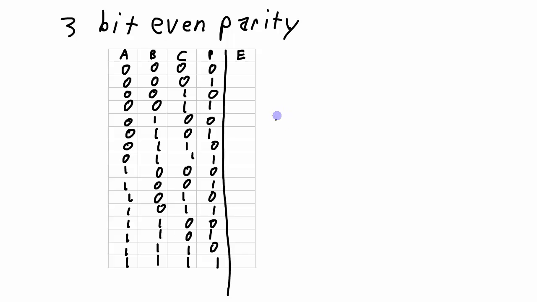Now that I've got each one of my input combinations, I can figure out whether I will have an error or not. So for the error column here, it's a parity error. A parity error is represented with a 1, and no parity error is represented with a 0. So for each row, all I'm doing is just counting the number of 1s. And if it's an even number, no error. If it's an odd number of 1s, there's an error.